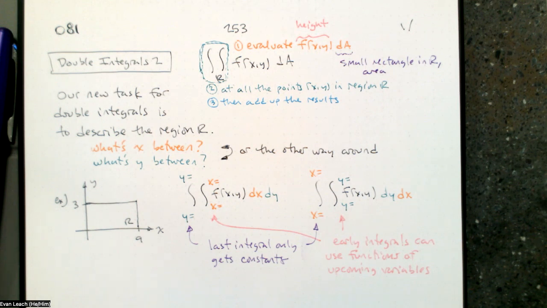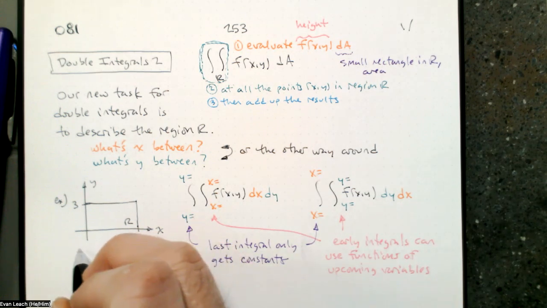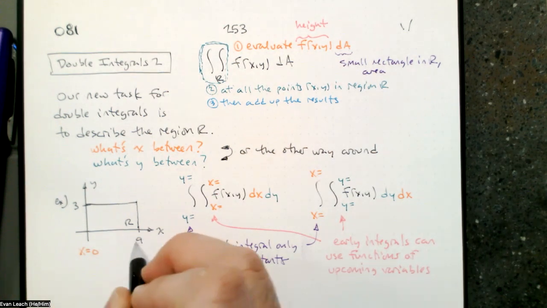So in describing what's x between or what's y between, early on, we can use functions of any variables that are coming up. But when we get to that last integral, we only get to use constants. Now, in the case of this rectangle here, x is between two constants always, and y is between two constants always.